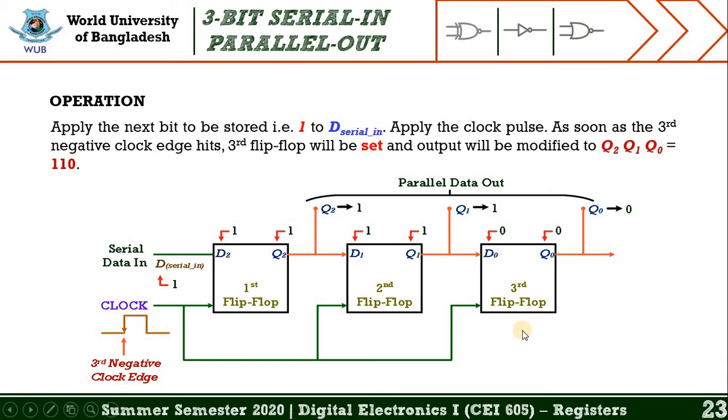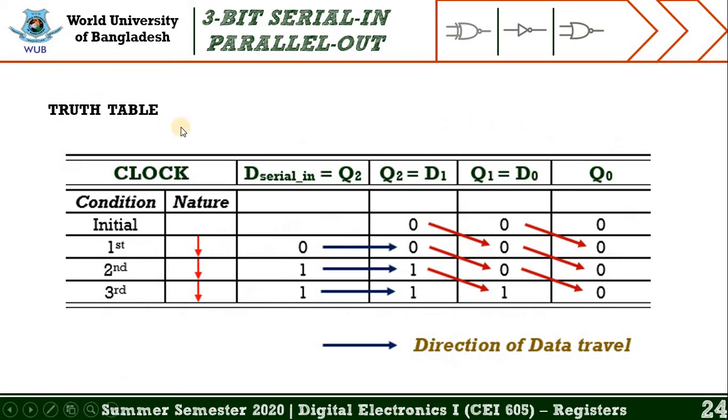So that's all from the operation section. Let's get into the next slide to explore the truth table of the 3-bit serial in parallel out. This slide represents the truth table of the 3-bit serial in parallel output, and this truth table is quite similar.